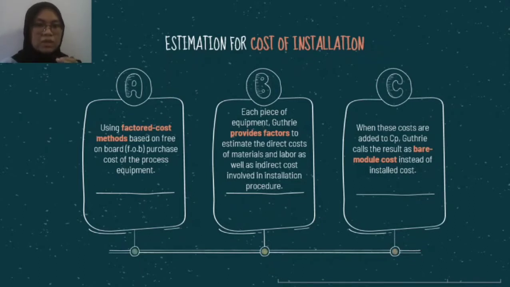For each piece of equipment, Guthrie provides factors to estimate the direct cost of materials and labor as well as indirect costs involved in the installation procedure. When these costs are added to the purchase cost, Guthrie calls the result the bare module cost instead of the installed cost. So that's all from my part.